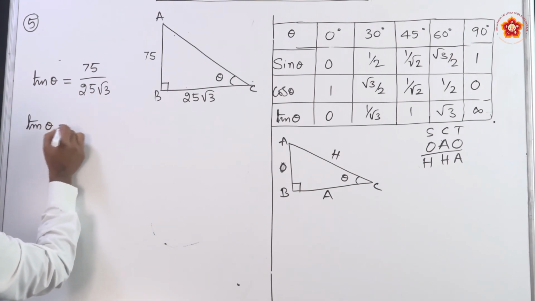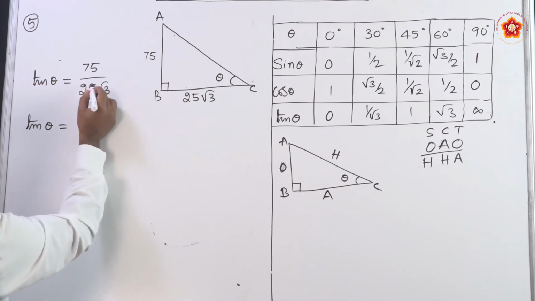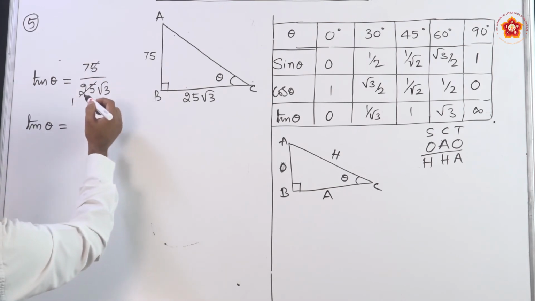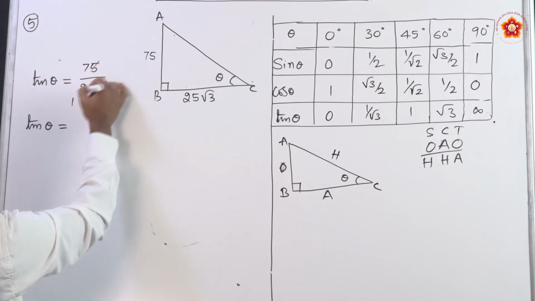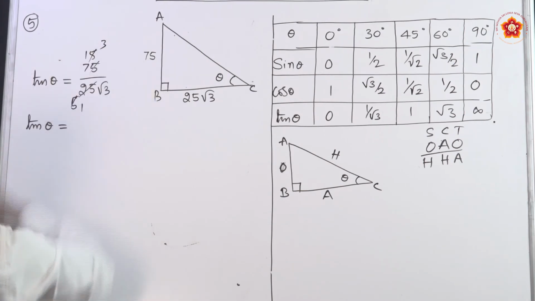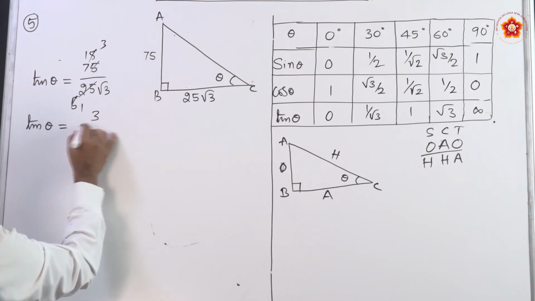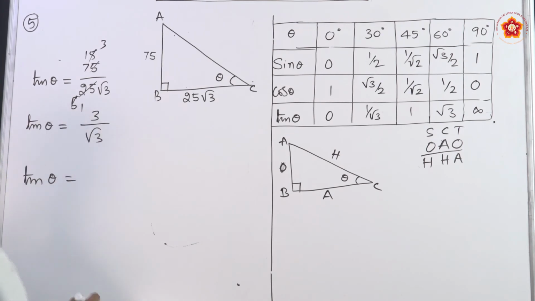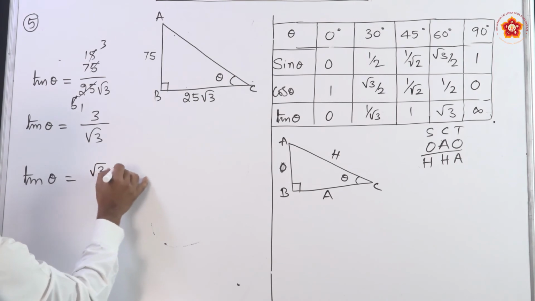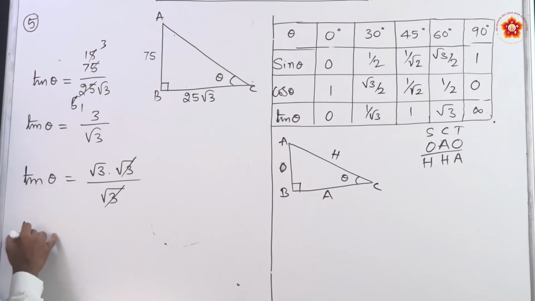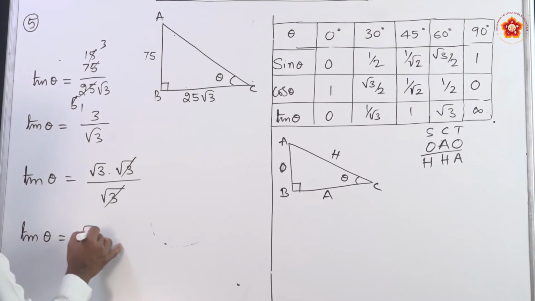Tan theta is equal to, so what is this? 25 ones are 25, and 5 5s are 25, 5 ones are 5, 5 3s are 15. So what you have got is 3 by root 3. Now tan theta is equal to 3 can be written as root 3 into root 3 divided by root 3. Here one of the root 3 gets cancelled and we are left with tan theta is equal to root 3.